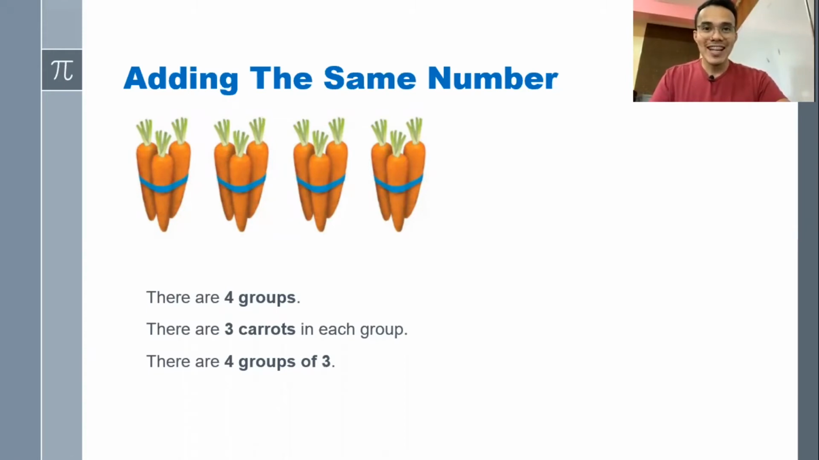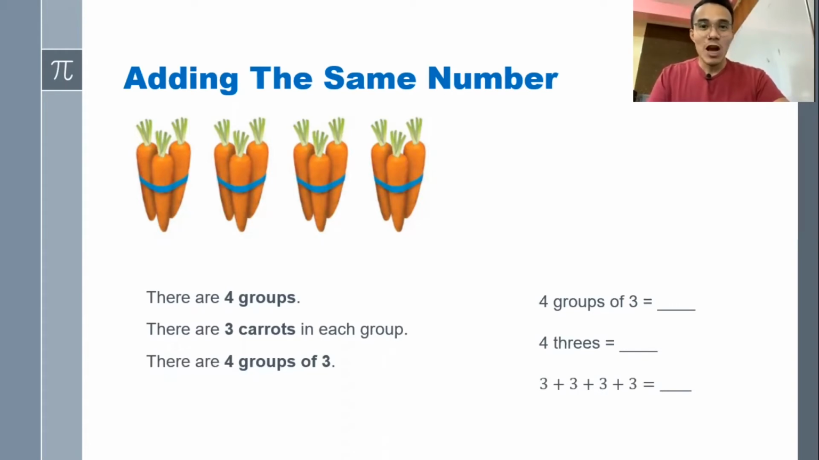Therefore, we can say that there are 4 groups of 3. This is one group of 3, another one group of 3, another one group of 3, another one group of 3. We have a total of 4 groups of 3. And what is 4 groups of 3? 4 groups of 3 is the same as 4 threes. And 4 threes is the same as 3 plus 3 plus 3 plus 3. There are 1, 2, 3, 4 threes. And what is the sum of 3 plus 3 plus 3 plus 3?